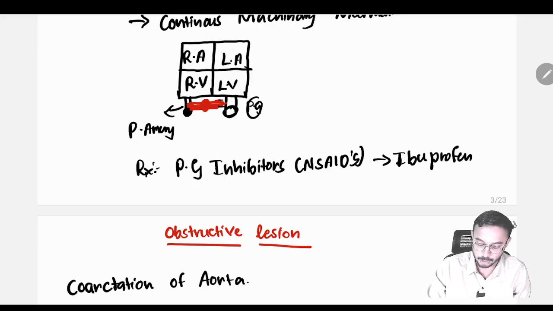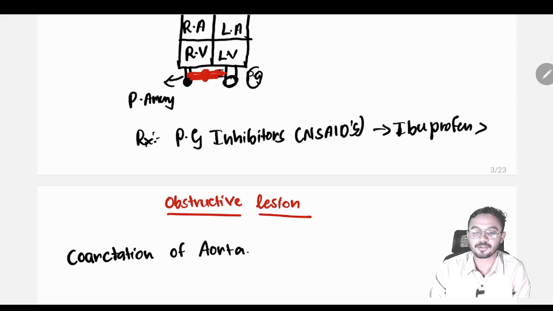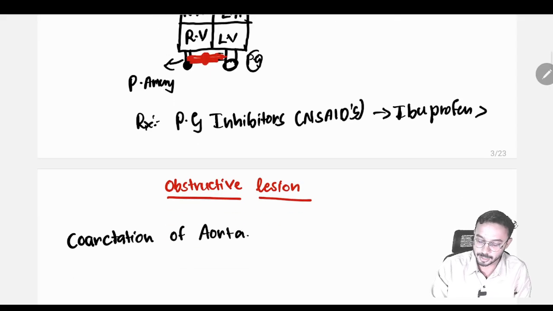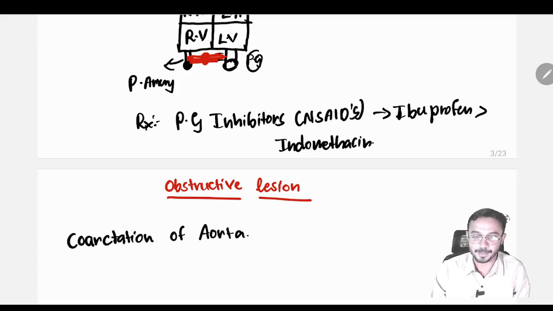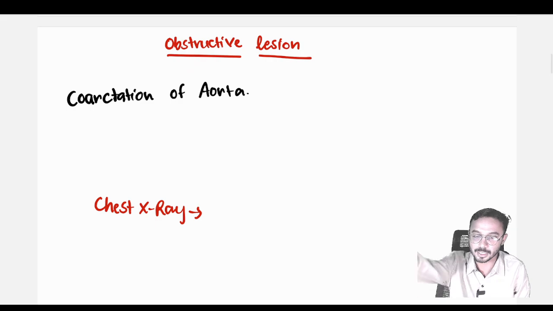Okay, if this is also not present, the first preferred drug is ibuprofen, and if this is not there, you can go for indomethacin. Okay, this is about PDA, patent ductus arteriosus, and treatment of PDA. And next we move to the obstructive lesion.